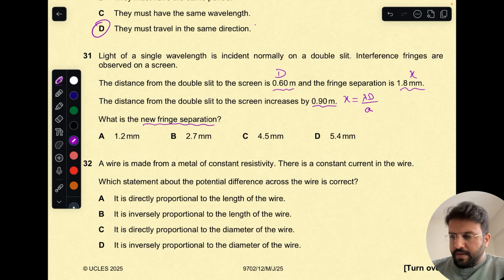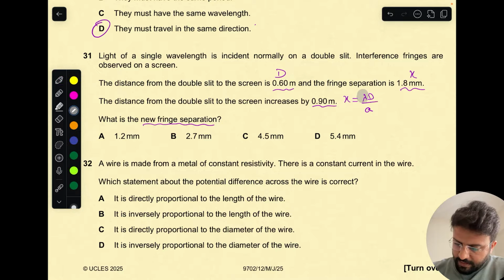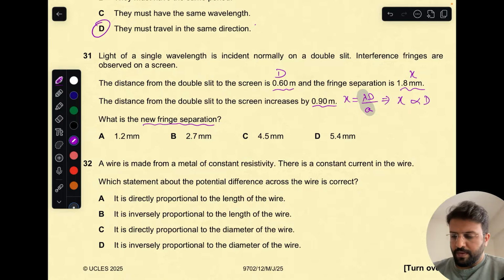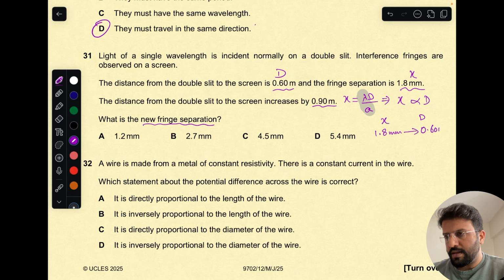Okay, all the other factors are constant. If lambda and a are constant, x is directly proportional to d. As we know, when x is 1.8 millimeter, then d is 0.60 meters. What we have to find is the new x.